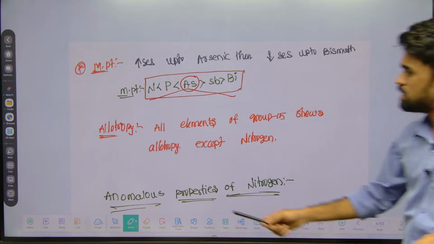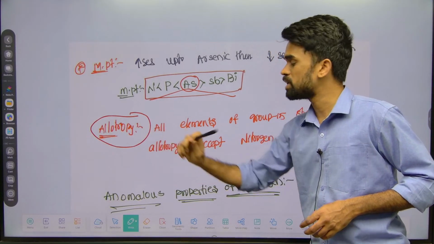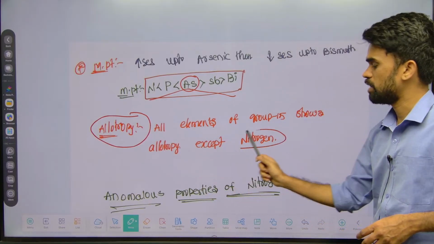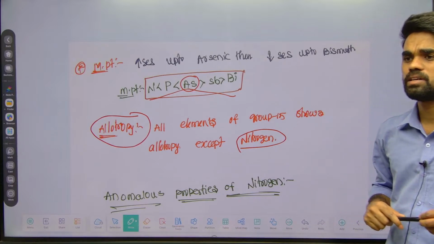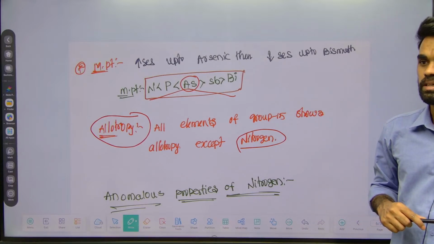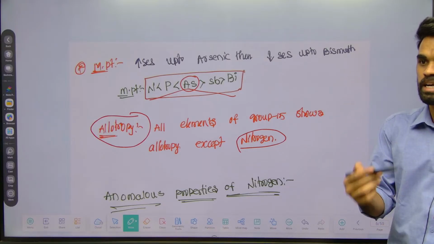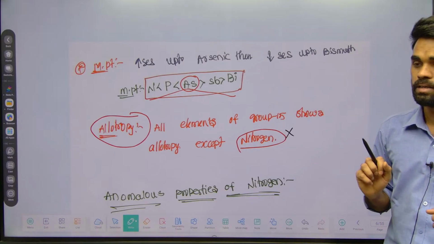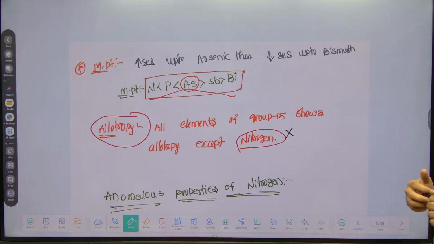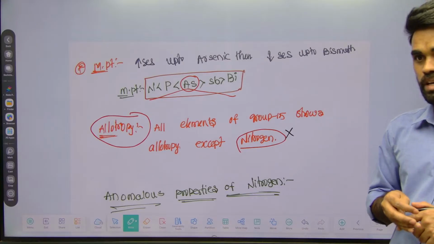All group 15 elements show allotropy, except nitrogen. Allotropy means existing in different forms. For phosphorus, there is P4 white phosphorus, black phosphorus, red phosphorus. But nitrogen does not have that allotropy nature. For carbon we discussed yesterday, what are the three allotropes we discussed? Diamond, graphite, fullerene.